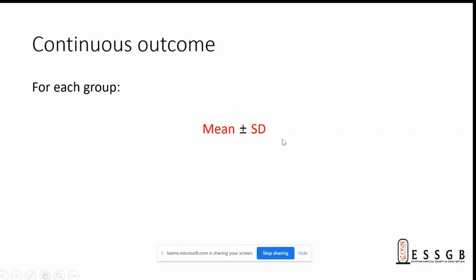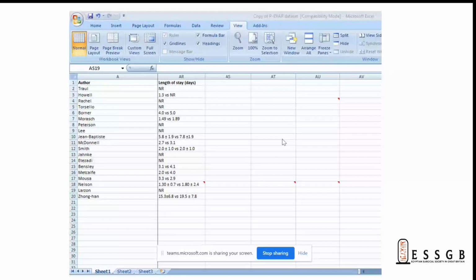As an example, here is the length of hospital stay of 20 studies that have been included in this meta-analysis. You can see that this study hasn't reported that. This study just reported a mean without a standard deviation, in only one group. This one reported the mean in both groups, but no standard deviation. But this one has reported a mean and a standard deviation versus a mean and a standard deviation in both groups. So it means that I can just include this one in the analysis. I cannot include this one, because I don't have a standard deviation.